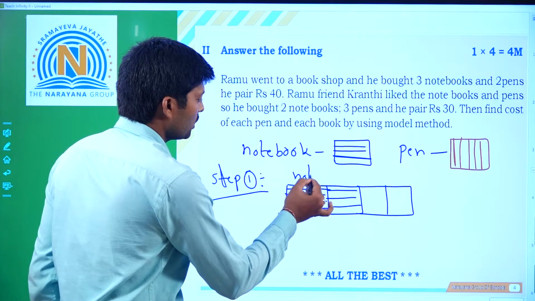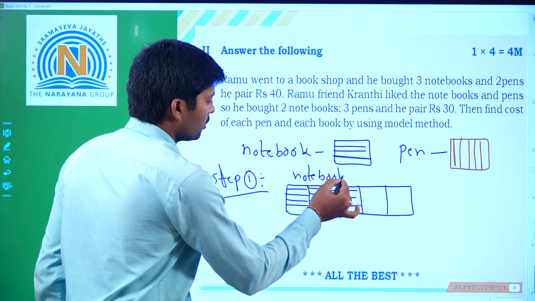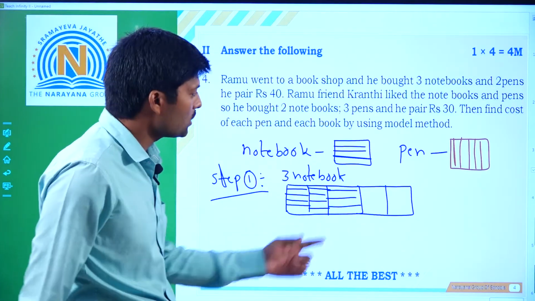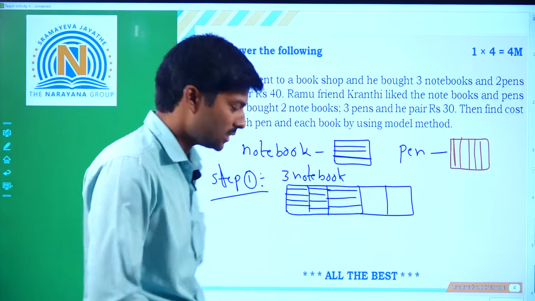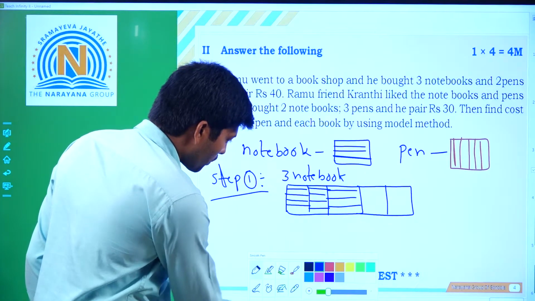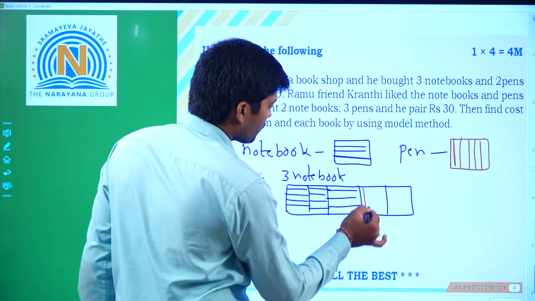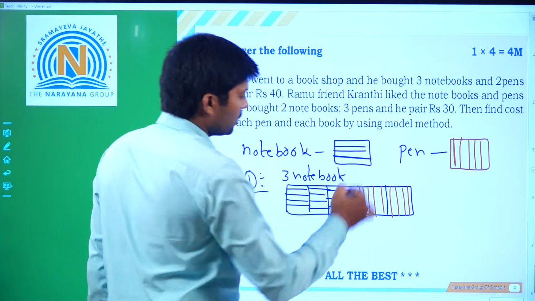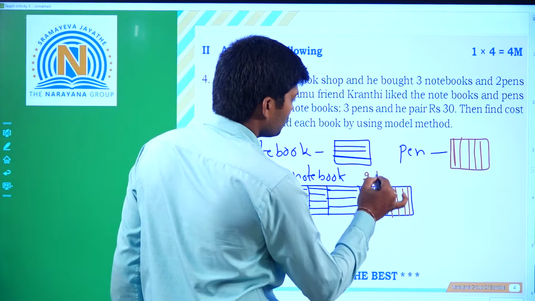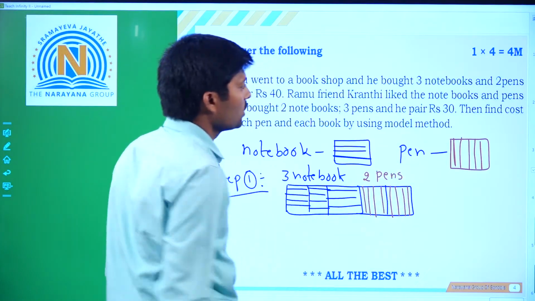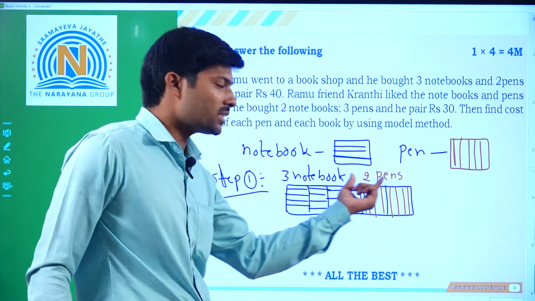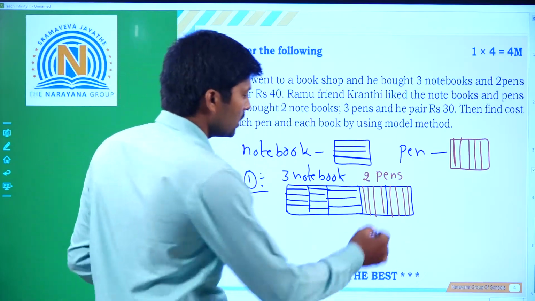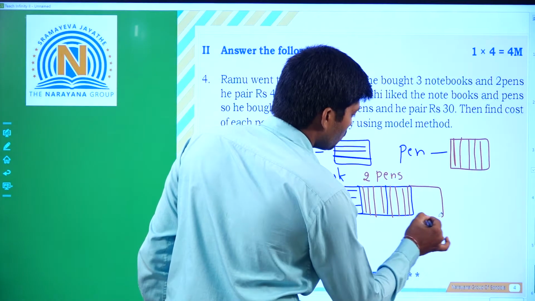I will write notebook. There are totally how many notebooks? 3 notebooks. Similarly, how many pens? There are totally 2 pens. So, in order to buy these 3 notebooks as well as 2 pens, how much do we need to pay? Ramu has paid totally 40 rupees.